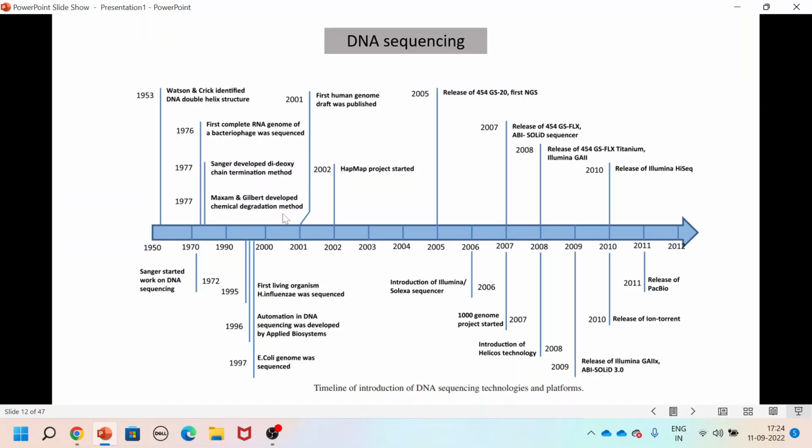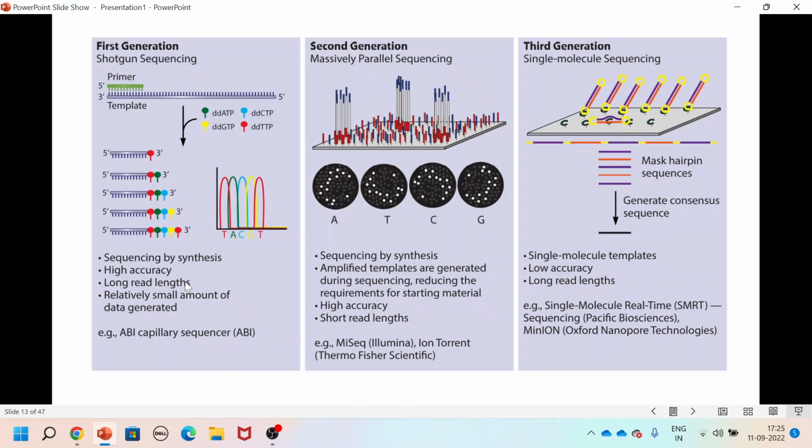Then came the Maxam and Gilbert chemical degradation method that we will discuss later in this presentation. And after that, in the Human Genome Project, we used multiple techniques for sequencing. And now we have an era of next generation sequencing, and we also have third generation sequencing. Next generation sequencing is also known as second generation sequencing, and the first generation sequencing involves the Sanger sequencing and the Maxam Gilbert sequencing.